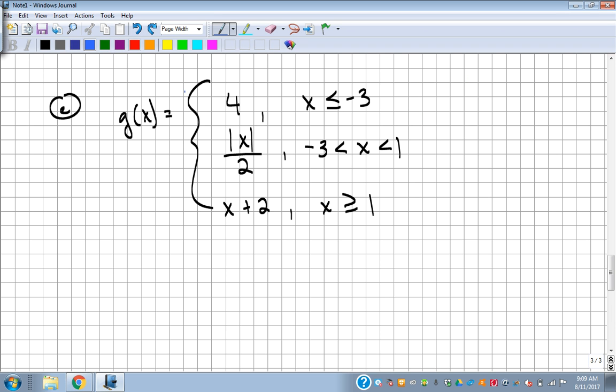So first piece, -3 is the x, 4 is the y. Not any work to do on that, really. You just match up the ordered pair. Okay?